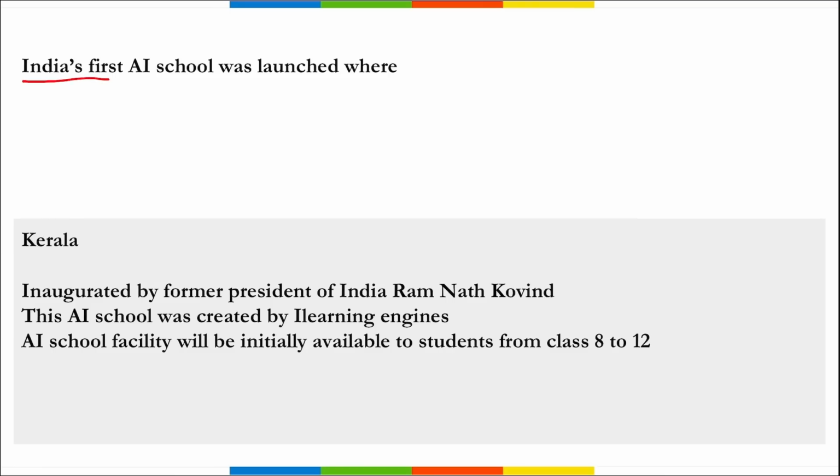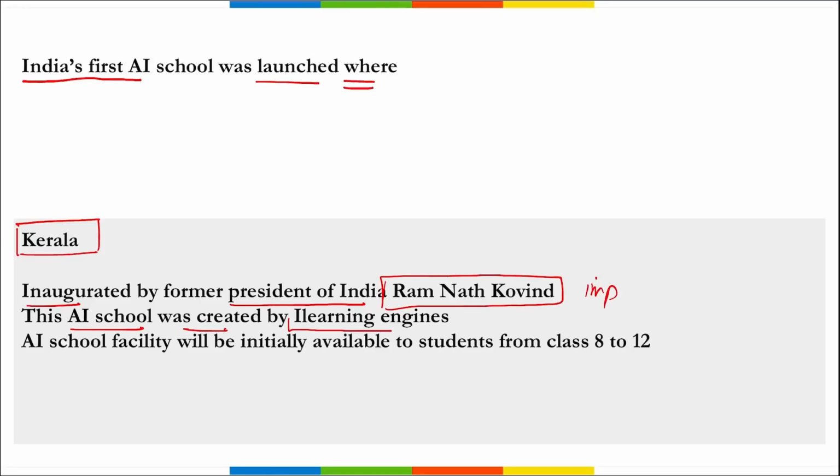Next, India's first AI school was launched where? So remember, India's first artificial intelligence school was launched in the state of Kerala, in Trivandrum, Kerala. Then this was inaugurated by former President of India Ramnath Kovind. Important. Next thing, remember, this AI school was created by iLearning Engines.